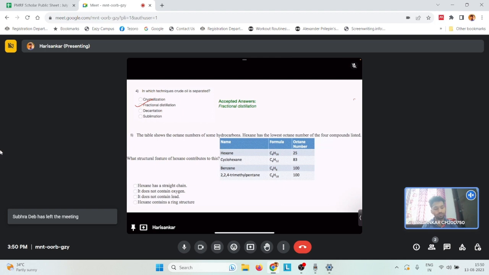The next question: the table shows the octane numbers of some hydrocarbons. Hexane has the lowest octane number of the four compounds listed. What structural feature of hexane contributes to this? Hexane is C6H14, basically 1, 2, 3, 4, 5, 6. So hexane is a straight chain compound with 6 carbons in it. Out of these 4 options, hexane has a straight chain is the right answer.